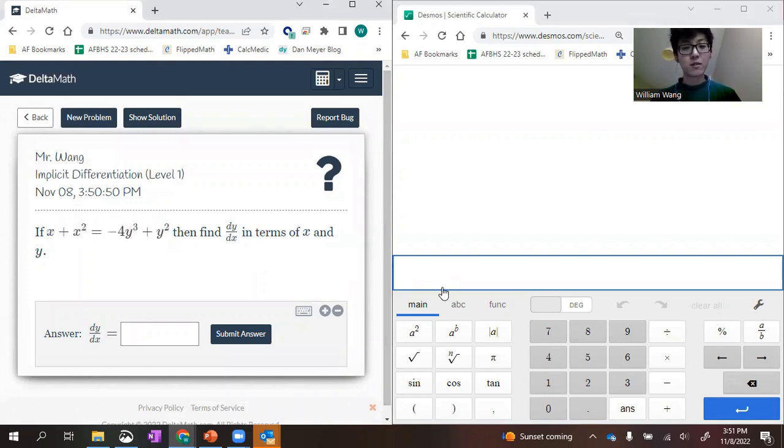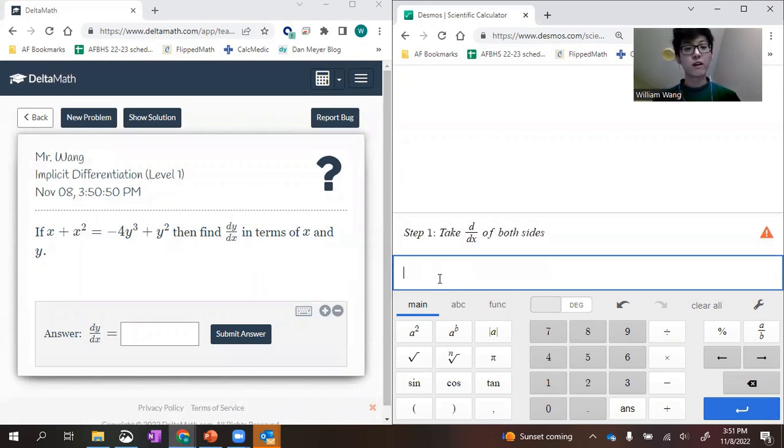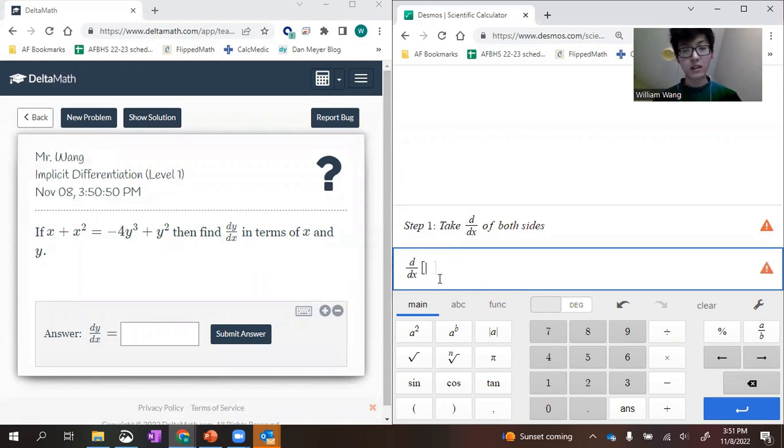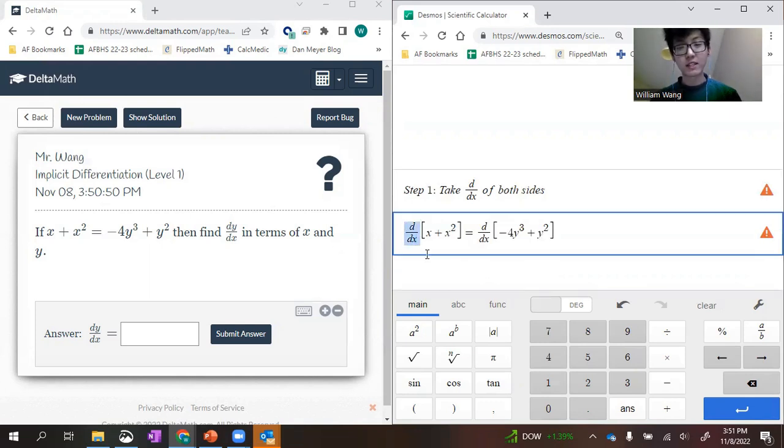Okay, what were our steps for that? Well, step one is we're going to take d over dx, so the derivative with respect to x of both sides. So this first step is very straightforward. I'm going to take d over dx and literally do d over dx for both sides. In these brackets, I'm just going to plug in my equation that I see. So I see x plus x squared, so I'm going to write x plus x squared. And then on the right, I have negative 4y cubed plus y squared. Cool, that's step number one. That's it. I didn't adjust anything else. All I did was take d over dx of both sides.